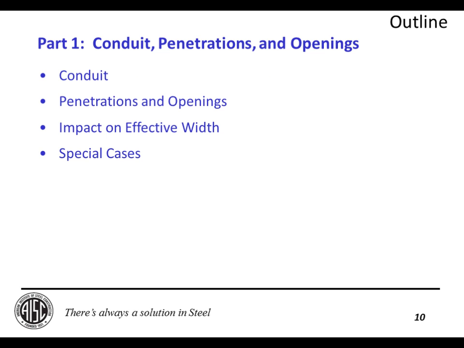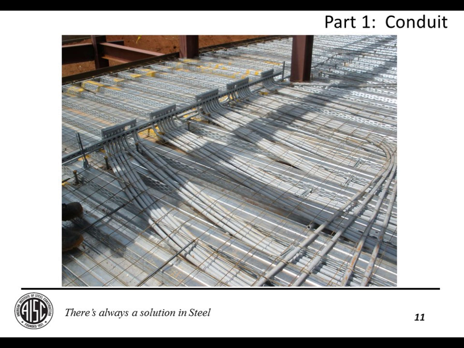So in part 1, again, we're going to look at conduit, then penetrations and openings, the impact that penetrations and openings adjacent to a composite beam may have on its effective width, and then a couple of special cases. So when I think about conduit, I think about this situation. Hopefully you have not found yourself here, but this is actually on one of my jobs, and I went out onto the job site and ran into this situation.